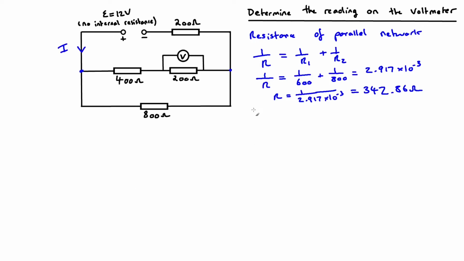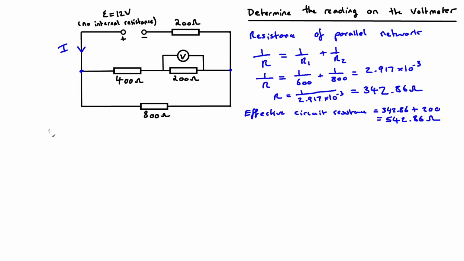So we can now work out the effective resistance of our circuit. We have our 200 ohm series resistor, so we simply add that on. Resistors in series, we just add them together. We've got the effective resistance of the parallel network. This entire parallel network could be replaced with one 342.86 ohm resistor and it would have the same effect in the circuit. So the total circuit resistance now is 542.86 ohms.